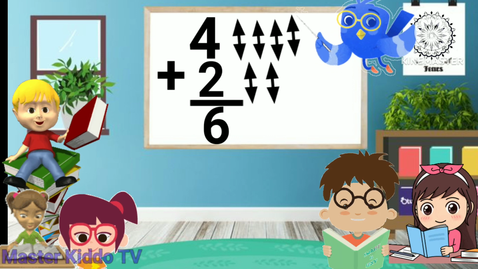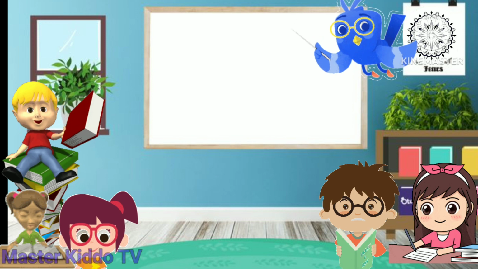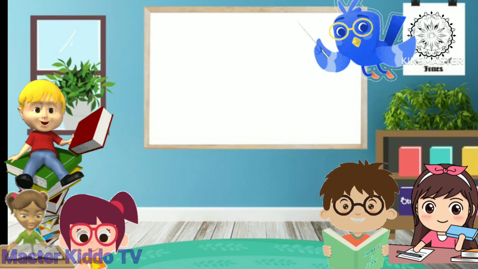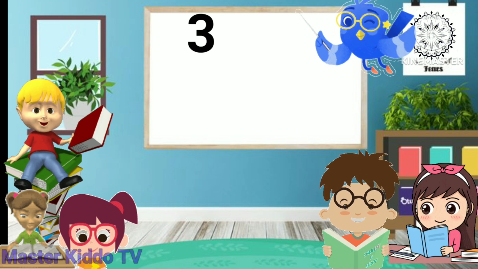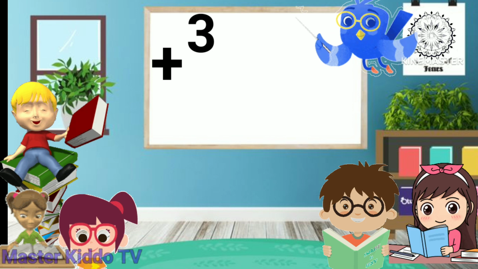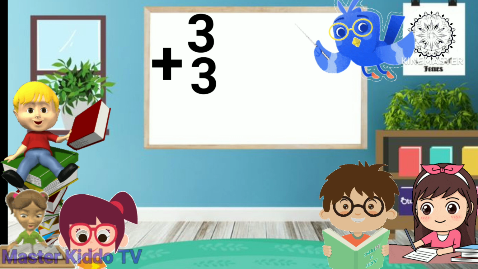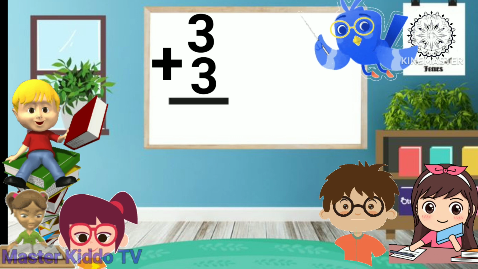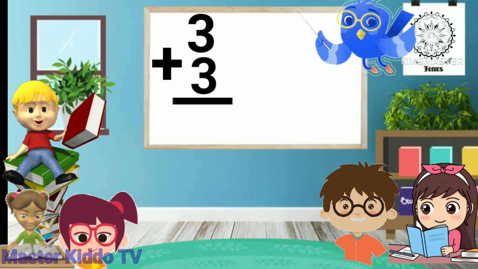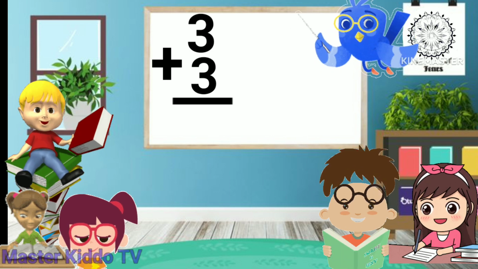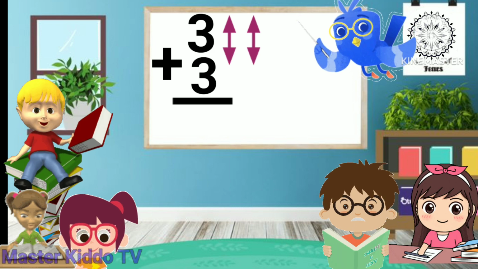Now for more practice we put another amount. 3 plus 3. Dear kids, 3 plus 3 is equal to. In the same way, we put 3 lines beside 3: 1, 2, 3.